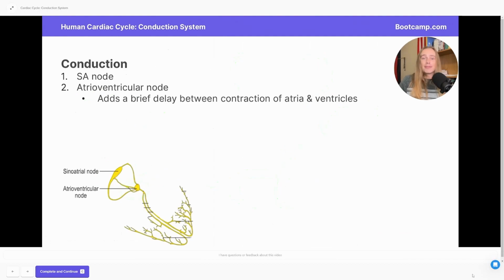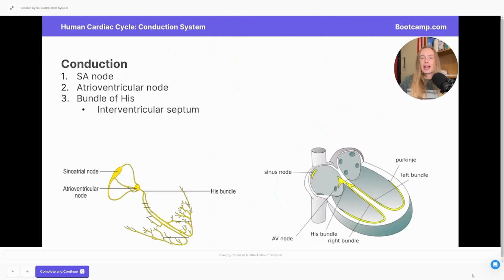The purpose of the AV node is to add a brief delay between the contraction of the atria and the contraction of the ventricles. If the atria and the ventricles were to contract at the same time, this would cause a lot of problems because the ventricles wouldn't be able to fill completely. After the brief delay, the AV node is going to send an electrical signal to the bundle of His. The bundle of His is located in the interventricular septum. It's called an interventricular septum, which we see here, because it's a wall that separates the two ventricles.